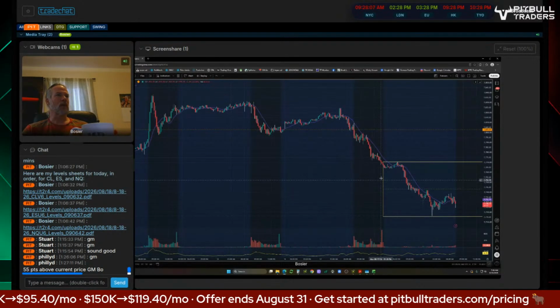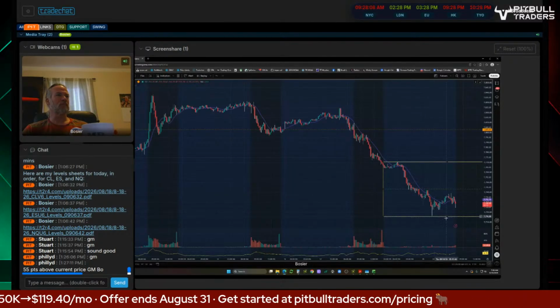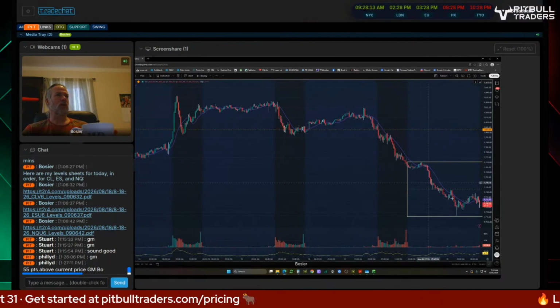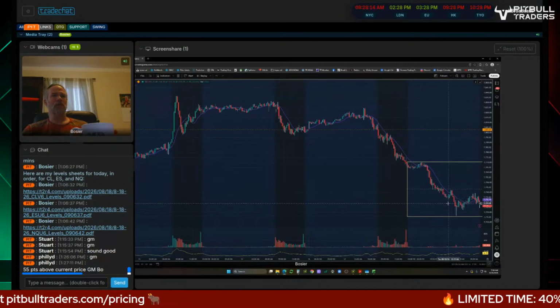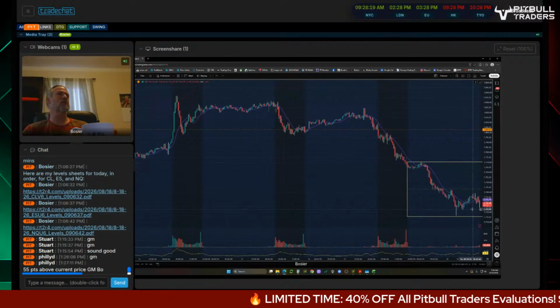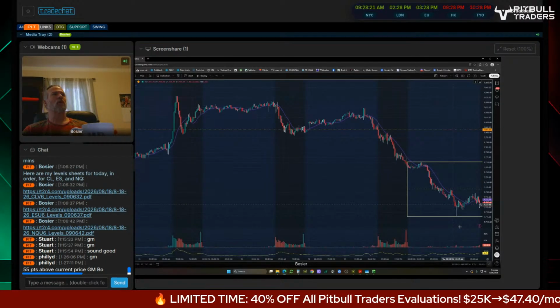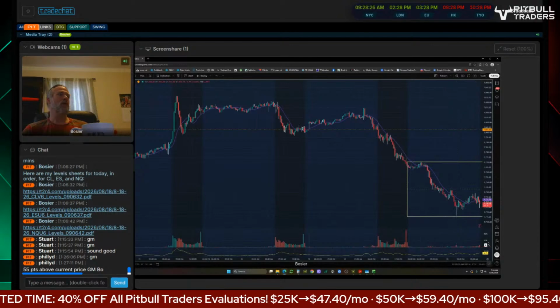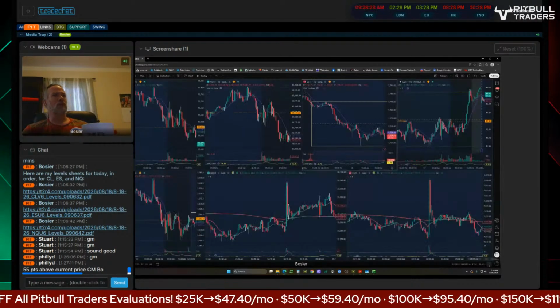So yeah, I'm not sure where we're going to go here this morning, but they've really enjoyed buying these gaps down. So you could just see the quick, powerful up thrusting move to fill the gap. If there's enough short positioning, that's kind of what they like to do.